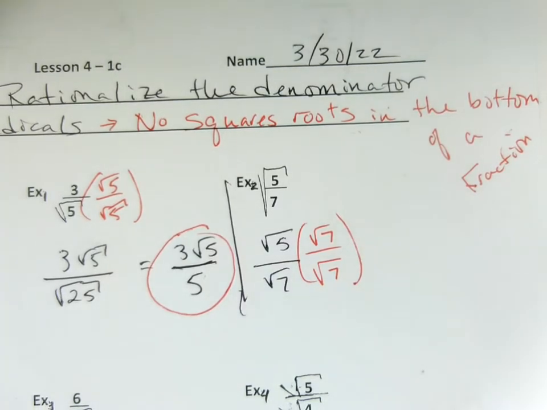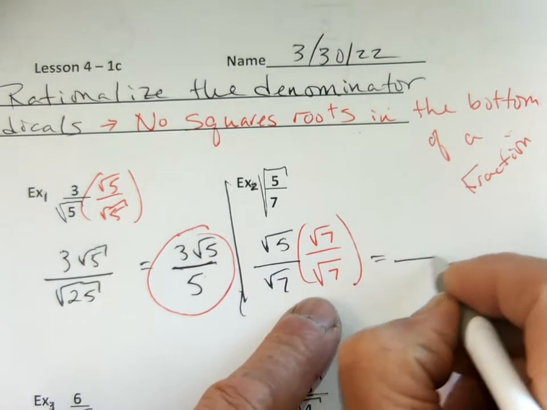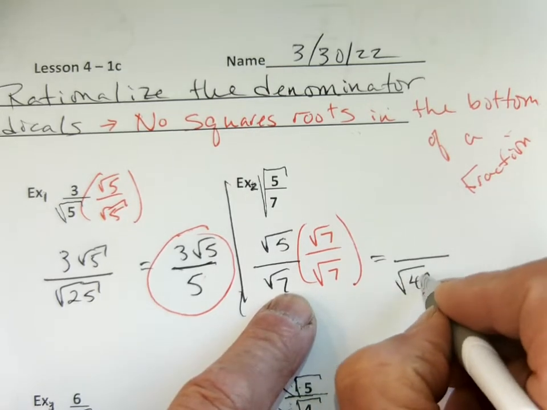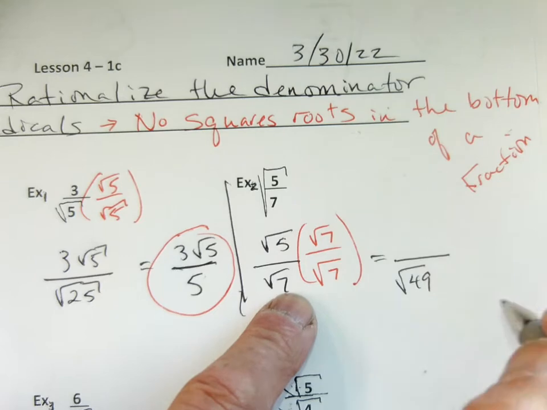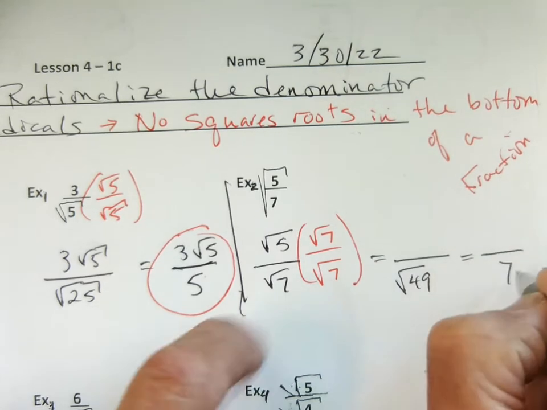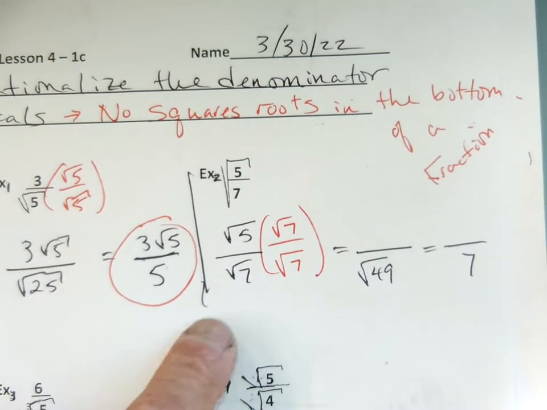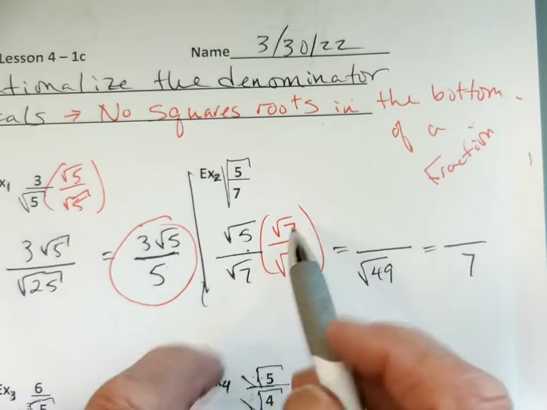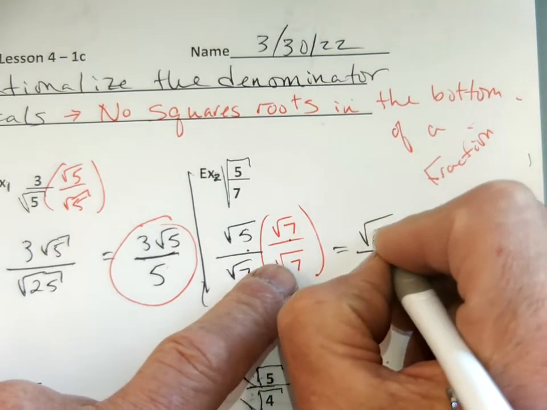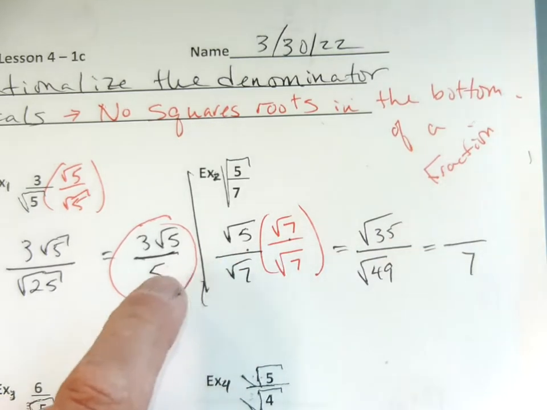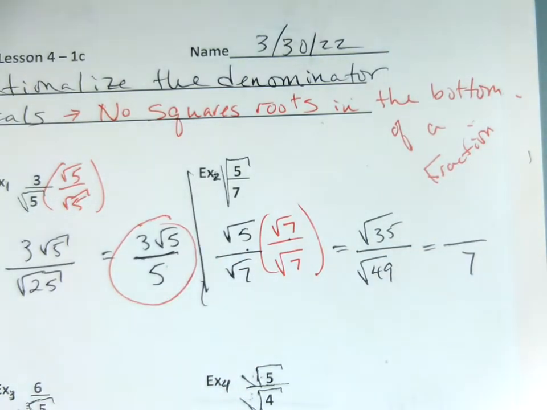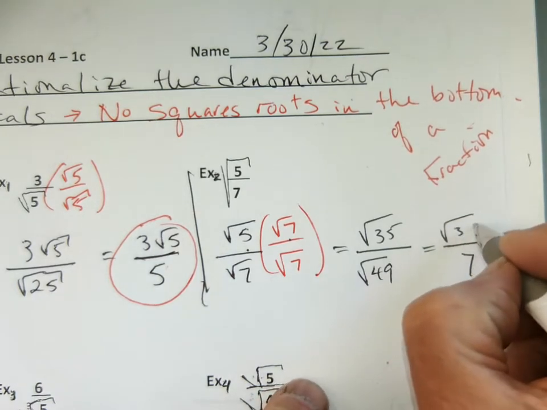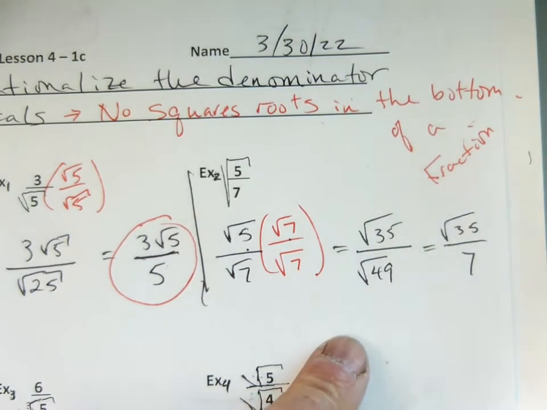Then I will get in the bottom, or in the denominator, the square root of 49, right? Which is 7. There's no square root in the bottom. On the top, though, square root of 5 times square root of 7 is the square root of 35. I can't break that down. It'd be great if I could. I can't do anything with it, so I'm done with that. Square root of 35, okay? That's all I have to do.